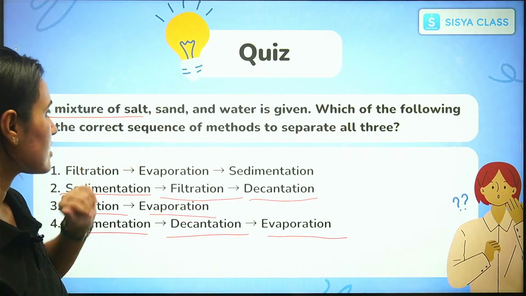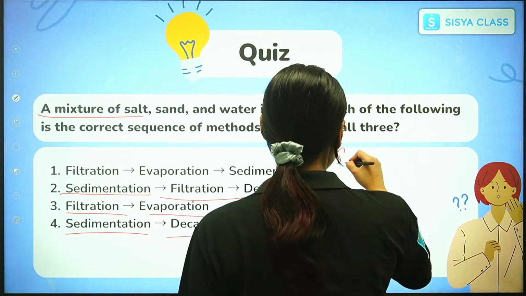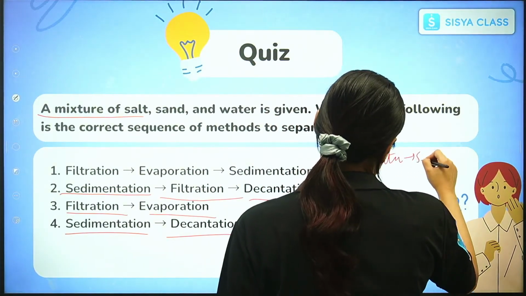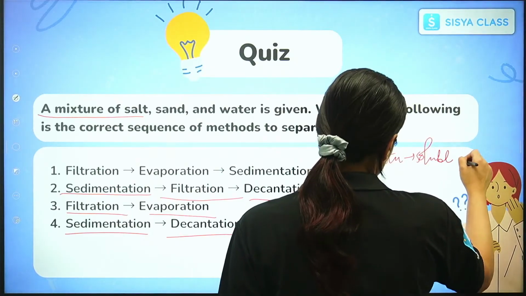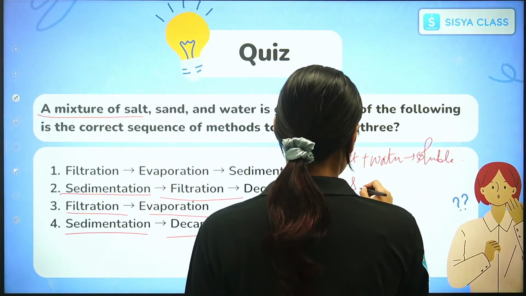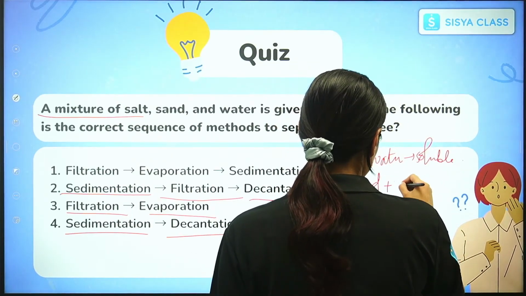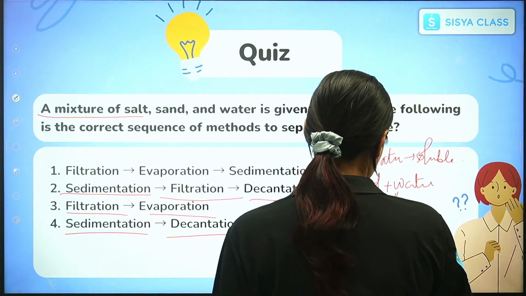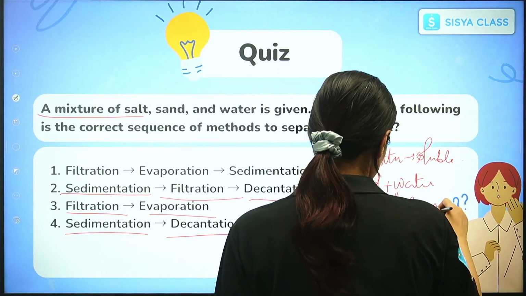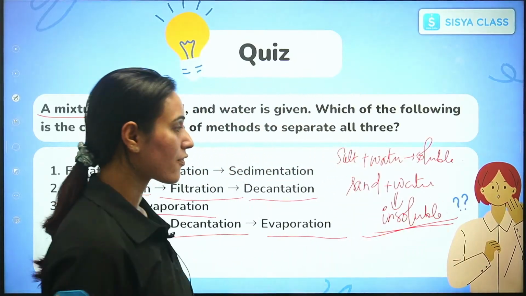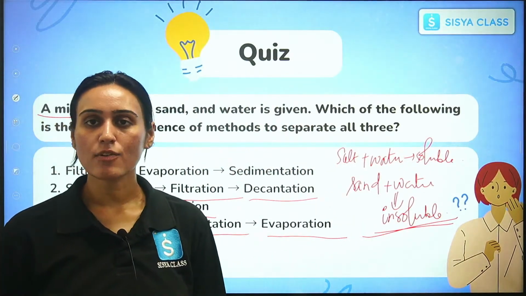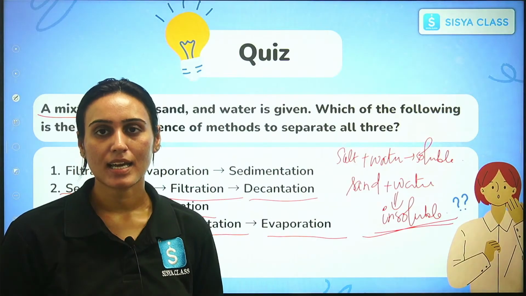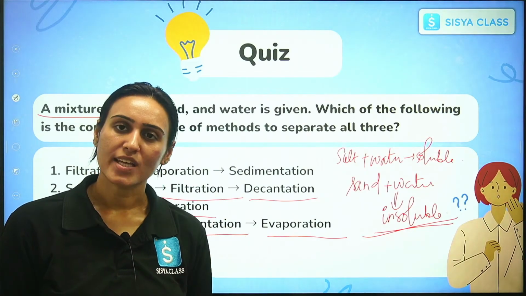See, first of all, try to understand salt is soluble in water and sand is insoluble. Okay, so if you filter it out, only your sand will be left behind, your water along with salt will be present in your container below. Then you can evaporate it.